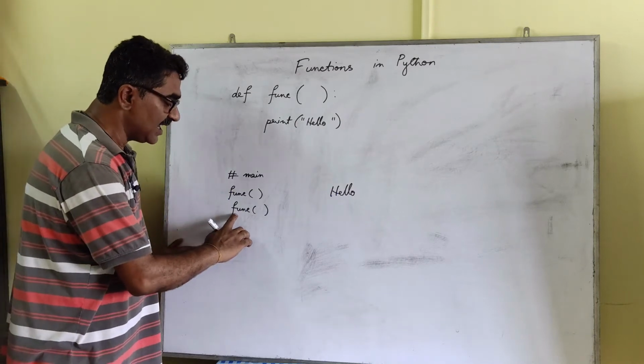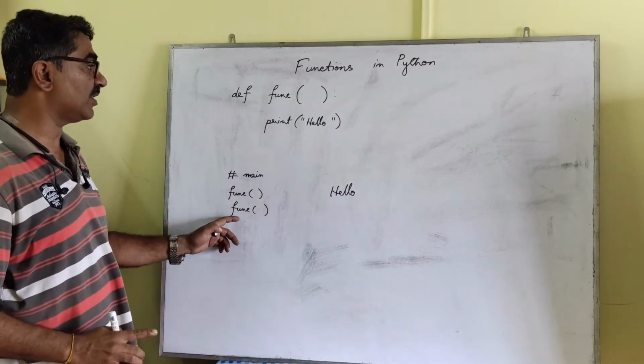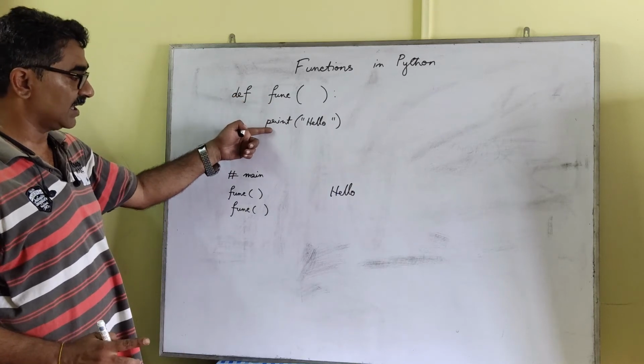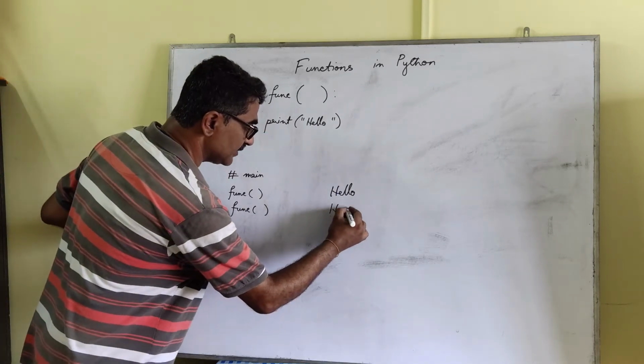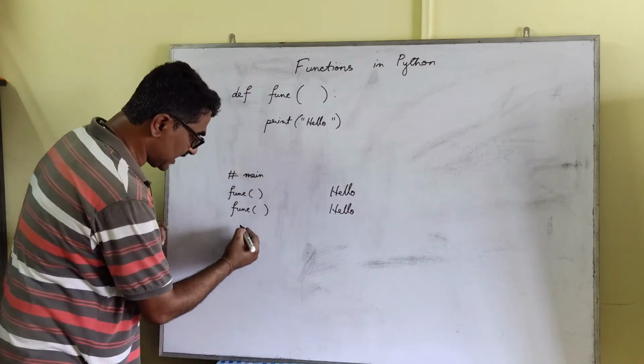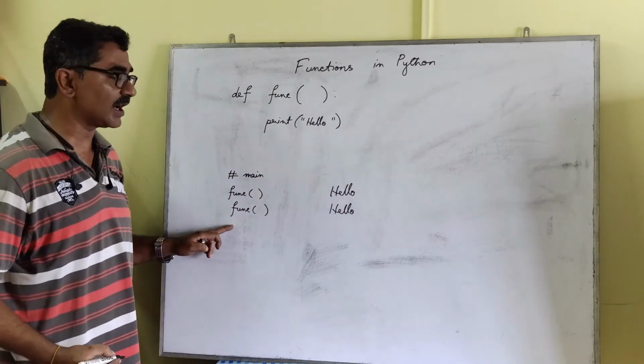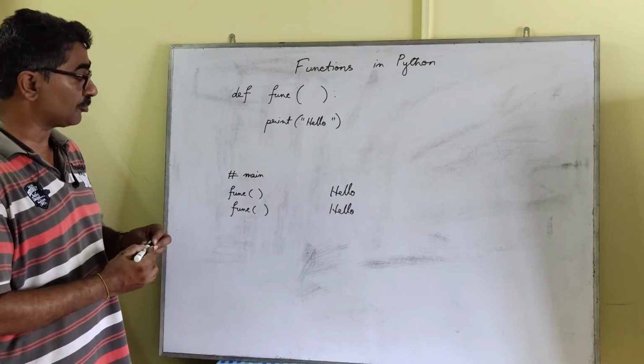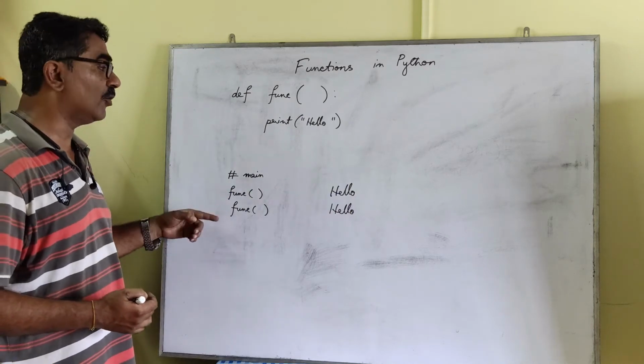In the next line, again we have a call to the function named func. So again the control gets transferred over here. It displays the word hello. So hello gets displayed, and then again it gets back over here. Since there is no more line, the program ends. So you can see the same function is being called twice, or invoked twice.